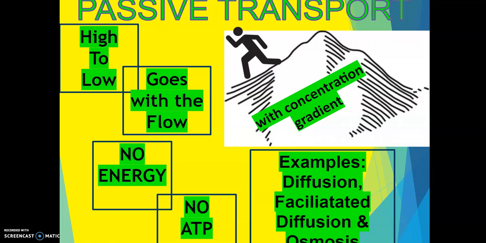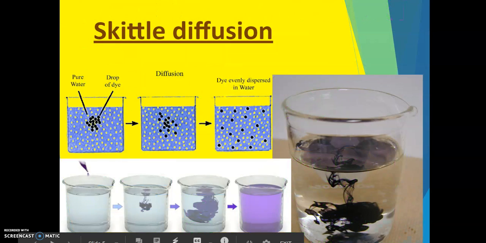Facilitated diffusion needs the help of that protein to help the molecule move across to the other side because maybe it's larger or maybe it's polar. And then osmosis, the movement of water.